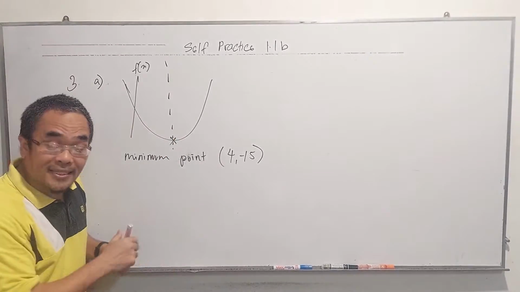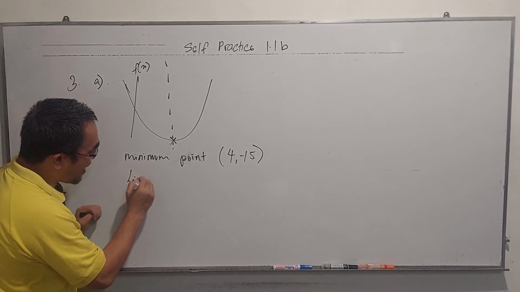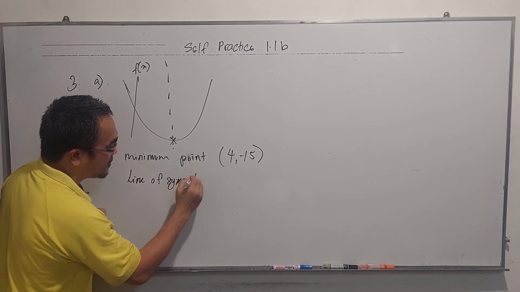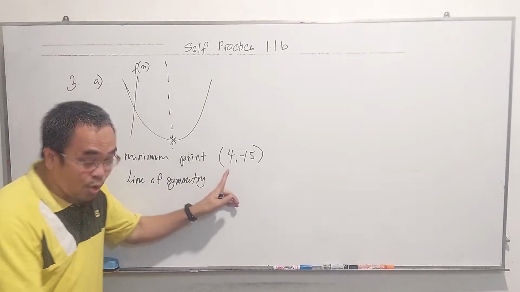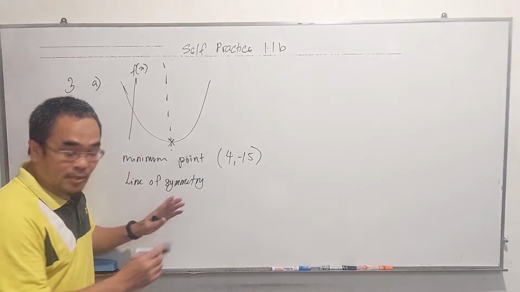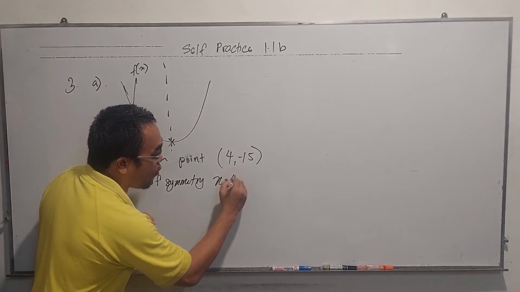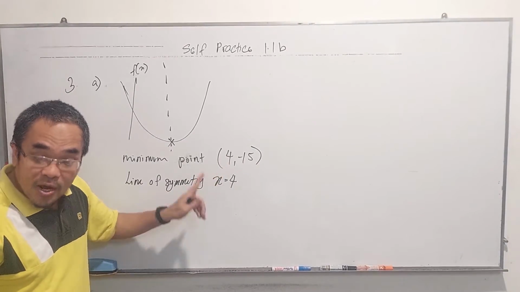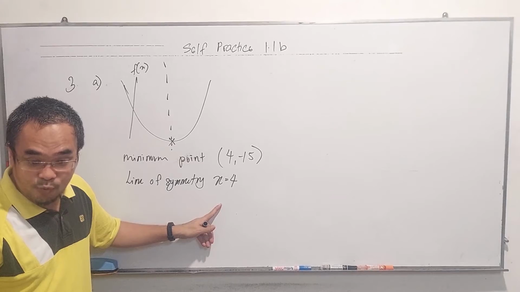So, what is the line of symmetry? Okay, you know the coordinate is (4, -15), right? So the line of symmetry is x equals 4. If you know the coordinate x is 4, then the line of symmetry is x equal to 4.